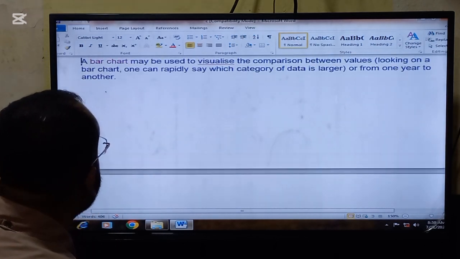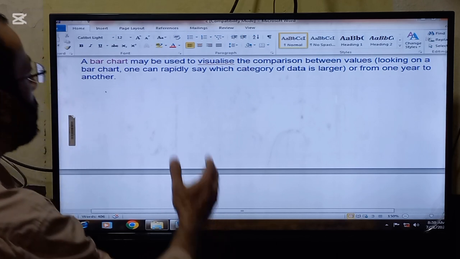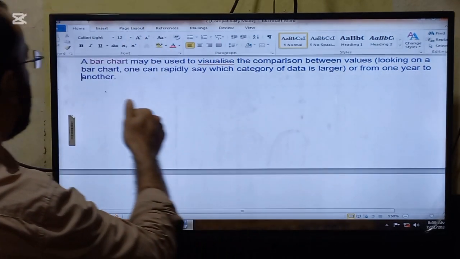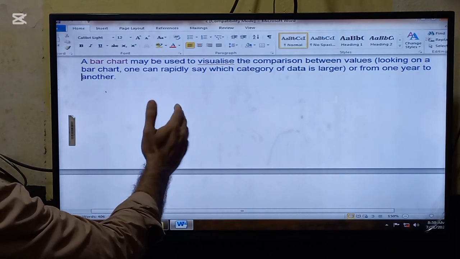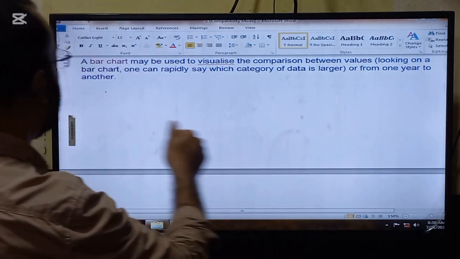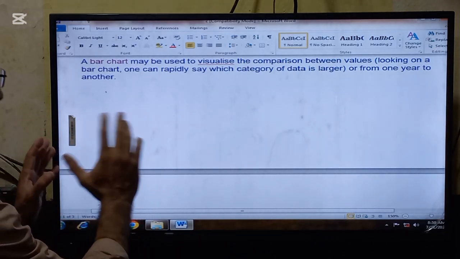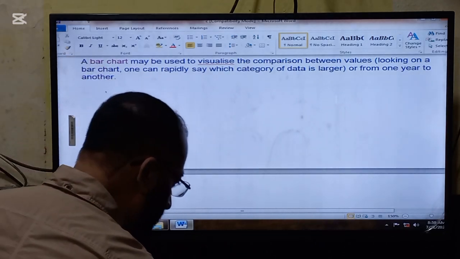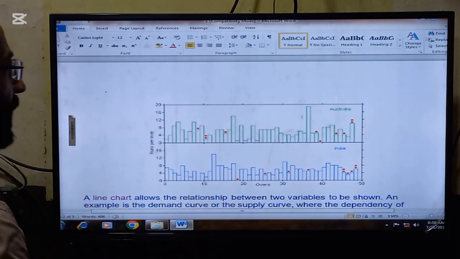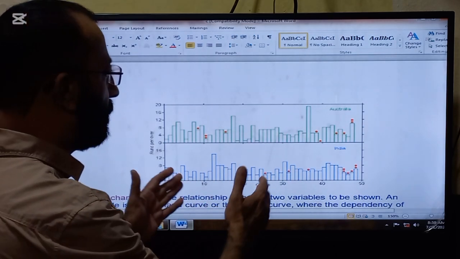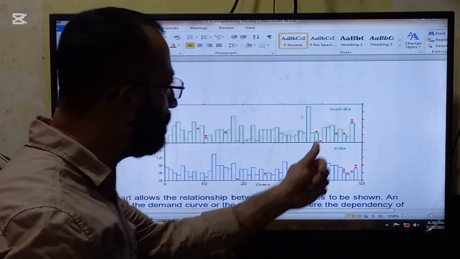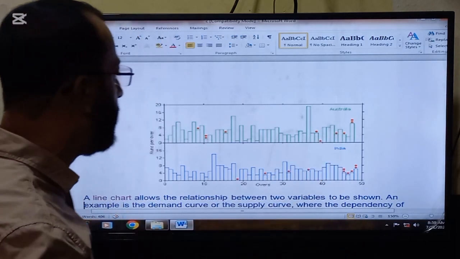A bar chart may be used to visualize the comparison between values. Looking at the bar chart, one can rapidly say which category of the data is larger, or from one year to another. So a bar chart is used normally for comparison between two sets of data. For example, here is a bar chart of a cricket match. Here is the comparison between Australia and India.